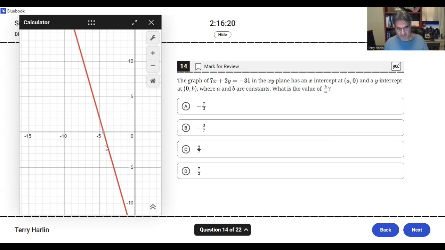So if I'm looking at these as our answer choices, then I know that first of all, I've got a negative over a negative, so this has to be positive, and I've got a larger number over a smaller number, so my answer is going to have to be 7 over 2. Okay, and that's it.